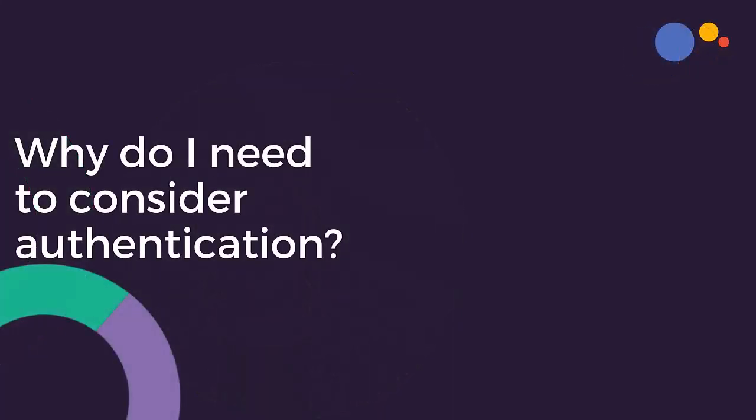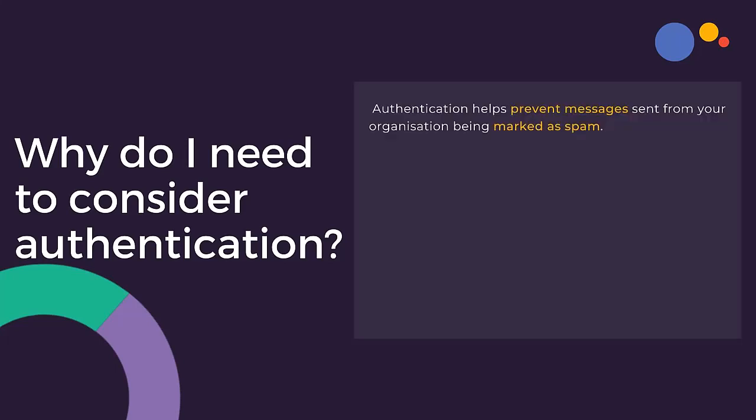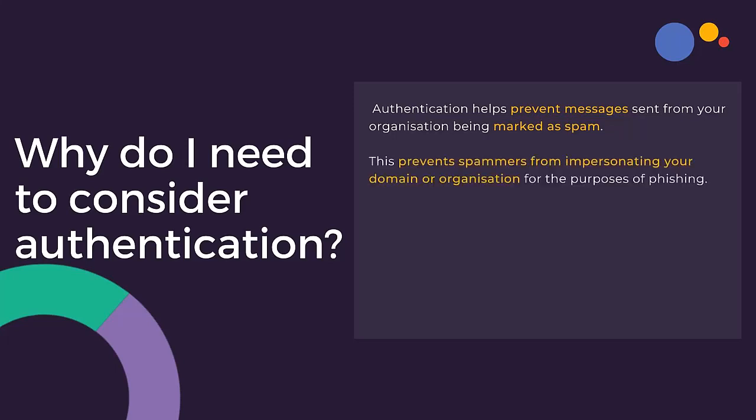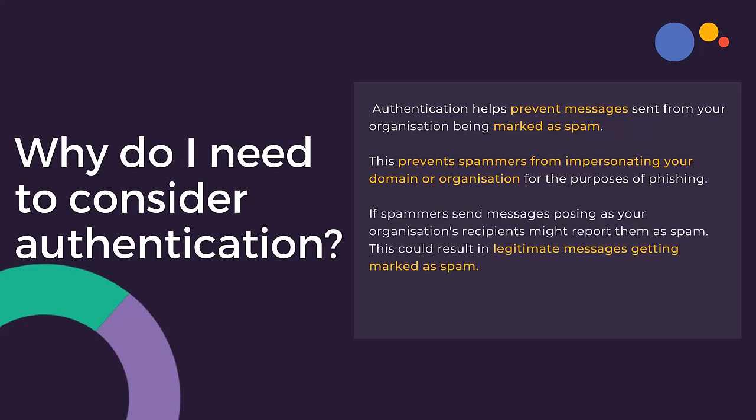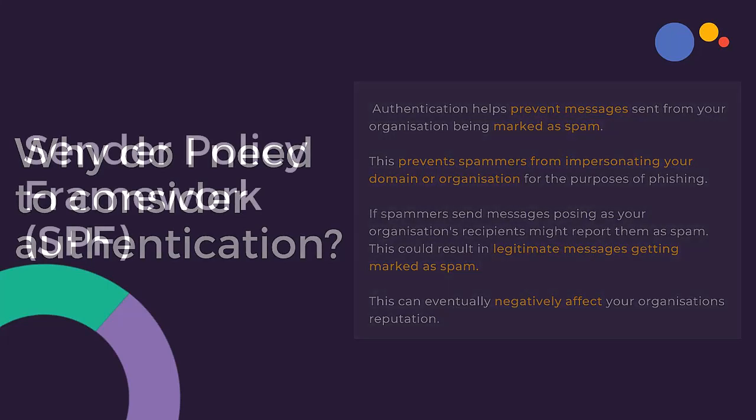Gmail administrators should set up email authentication to protect their organization's email. Authentication helps prevent messages sent from your organization being marked as spam. It also prevents spammers from impersonating your domain or organization and spoofing and phishing emails. If spammers send forged messages using your organization's name or domain, people who get these messages might report them as spam. This means legitimate messages from your organization might also be marked as spam. Over time, your organization's internet reputation can be negatively affected.